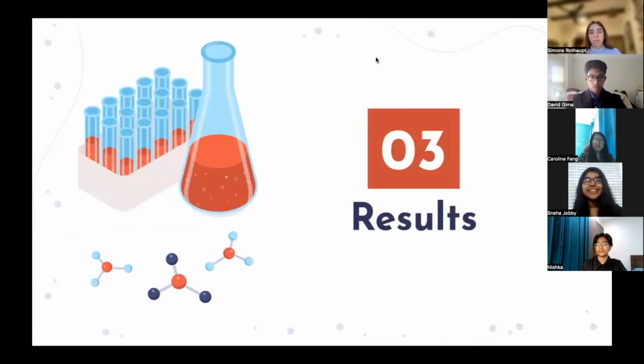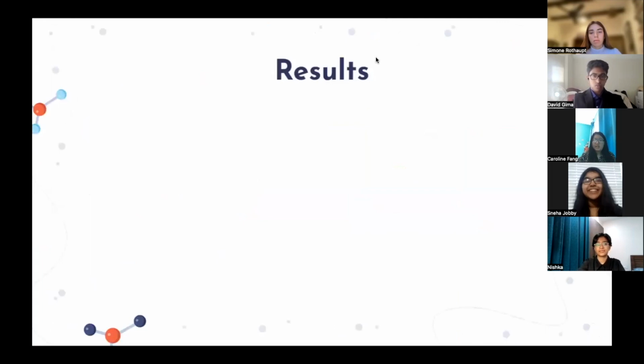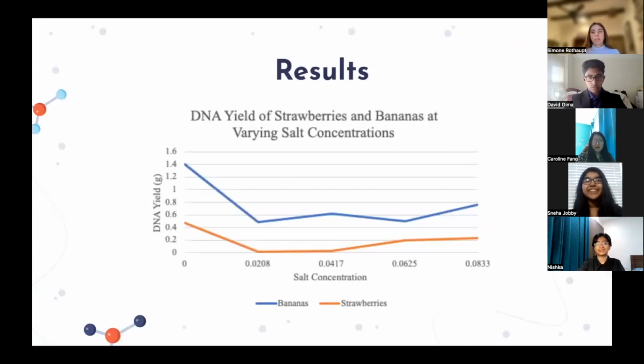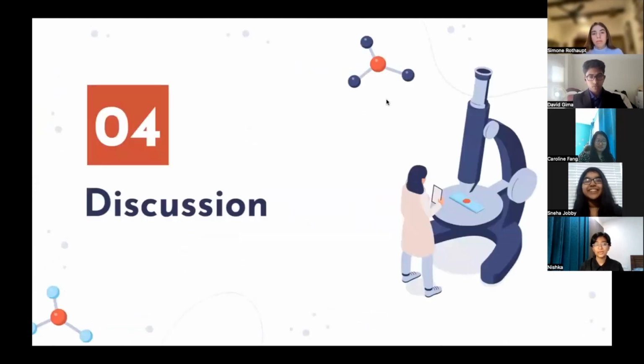Next, let's take a look at our results. As you can see in this graph, our results did not line up with our hypothesis. The bananas yielded significantly more DNA in all cases, and the control, which was expected to yield no DNA, somehow yielded the most. However, there is a general trend of yield increasing with salt concentration, so our hypothesis lines up in that regard. Next, we'll be moving on to the discussion of our results.